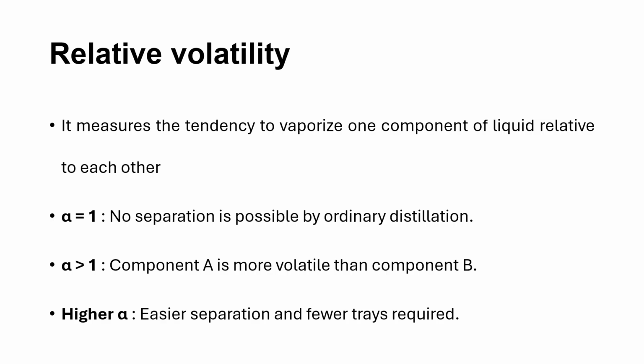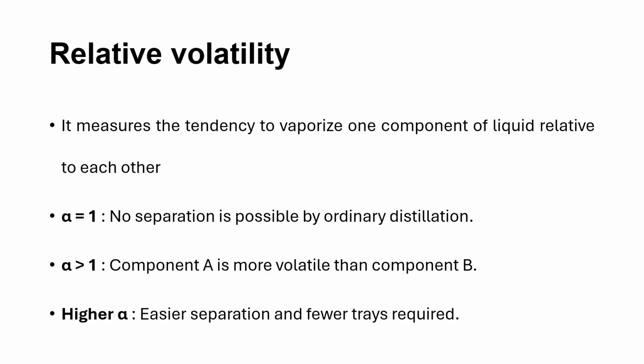Relative volatility measures the tendency of one component of a liquid to vaporize relative to the other. It is indicated by alpha. When alpha is 1, both components vaporize at the same boiling point, so there is no separation possible by ordinary distillation. We need to move on to rigorous distillation such as azeotropic or extractive distillation.